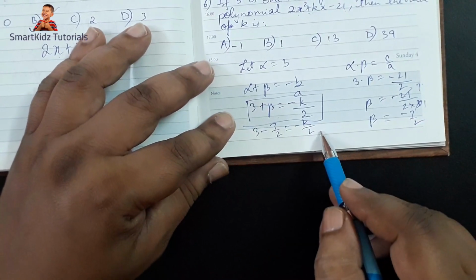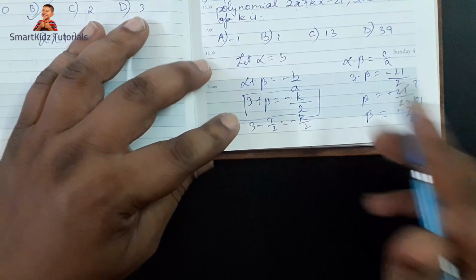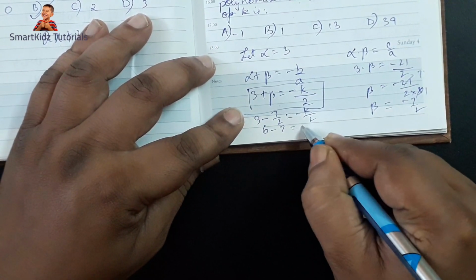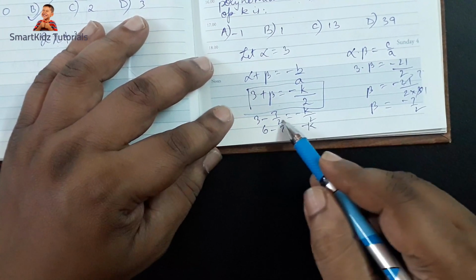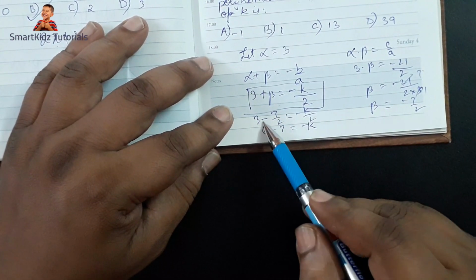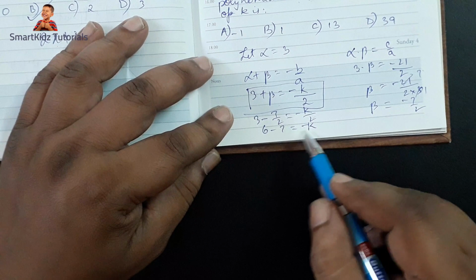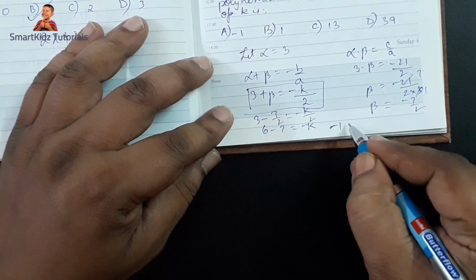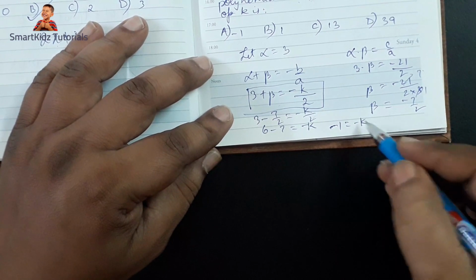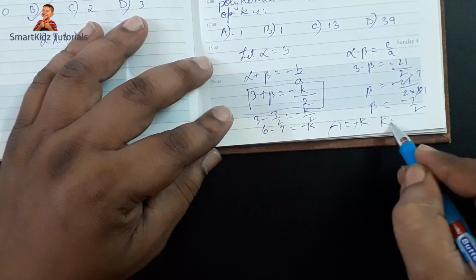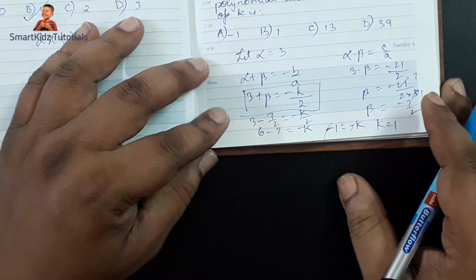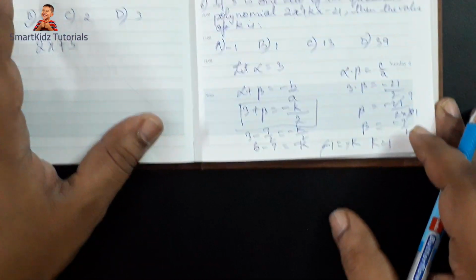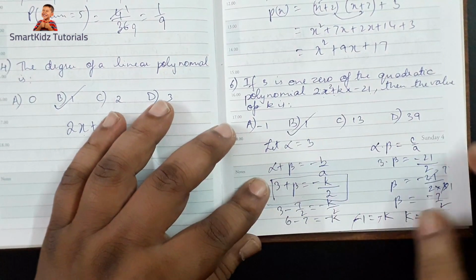Okay, if we multiply by 2 throughout, what happens over here is we get 6 minus 7 equal to minus k. So this 2 gets cancelled over there, 2 gets multiplied with, so minus k will get 6 minus 7, which is minus 1, equal to minus k. Cancel, we get k equal to 1. So our correct option in this case is B, 1.